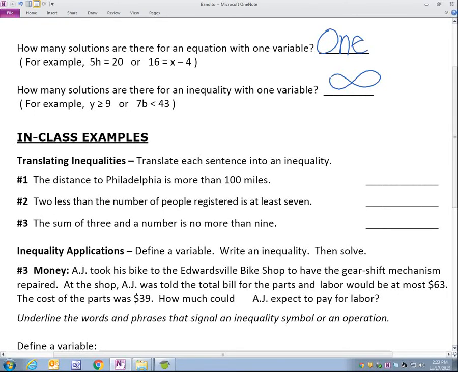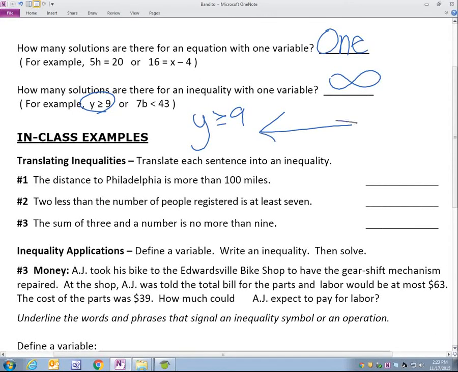It is a sideways loopy 8. There's an infinite number. Here's why. We have y is greater than or equal to 9. So that means that 10 works, 10.5, 11, 12, 32, 5,280.3, 9,204, and 5. Okay? So what's happening with this one?